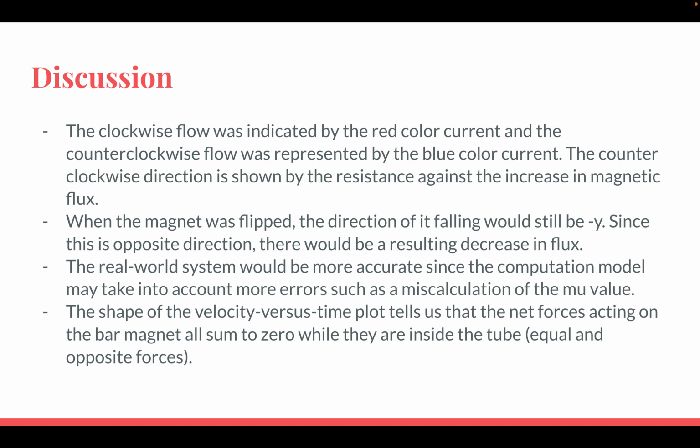And the real world system would be more accurate if we were to model this experiment, since the computational model may take into account more errors, such as a miscalculation of the mu value, which, as I previously mentioned, could cause the time to be higher in the calculations. The shape of the velocity versus time plot also tells us that the net forces acting on the bar magnet will all sum to 0. So there's a 0 net force while they are inside the tube, and this indicates that there are equal and opposite forces.